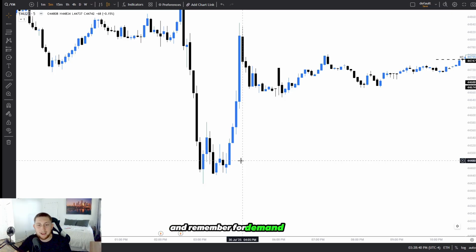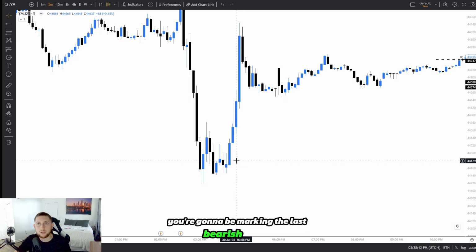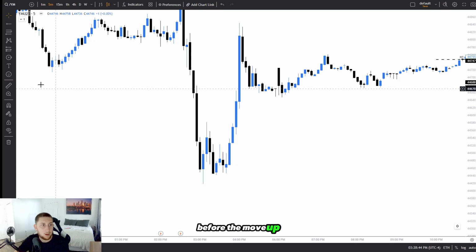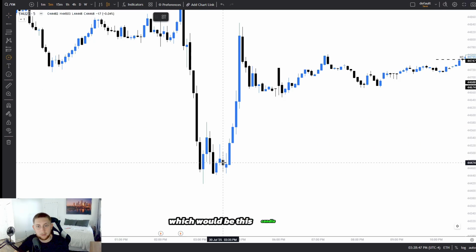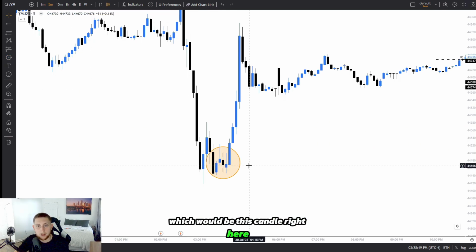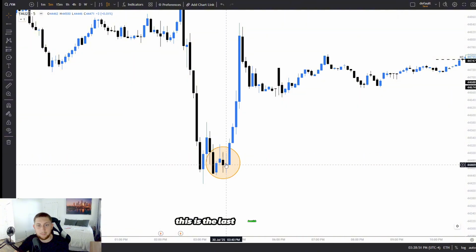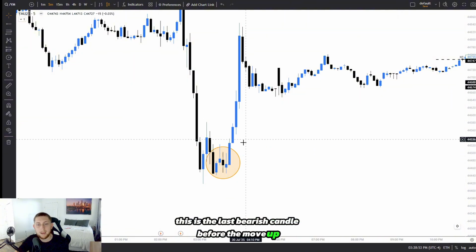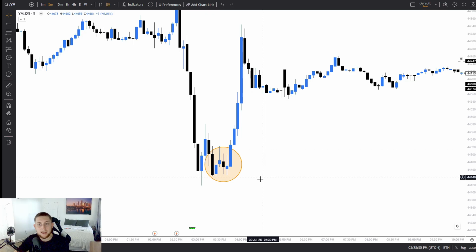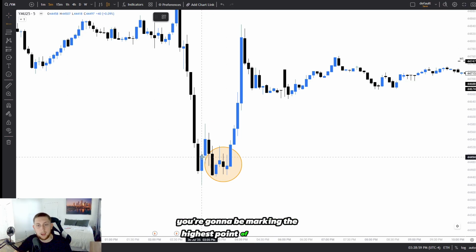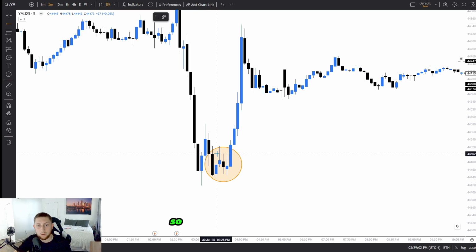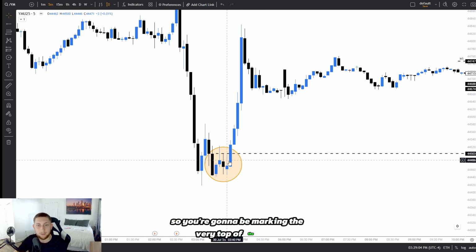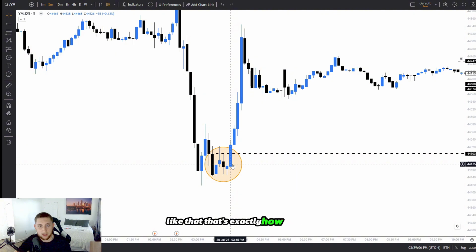And remember, for demand, I said you're going to be marking the last bearish candle before the move up, which would be this candle right here. Notice how this is the last bearish candle before the move up. That's the one we're paying attention to. Now, remember what I said, you're going to be marking the highest point of the candle when it comes to demand. So you're going to be marking the very top of the wick like that. That's exactly how you're going to be doing it.